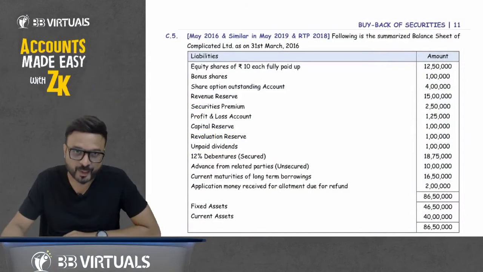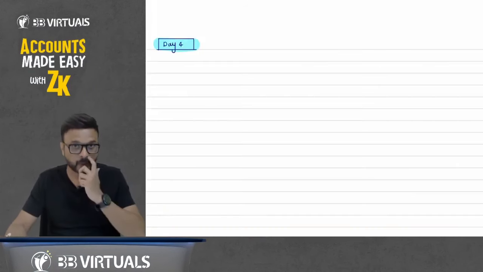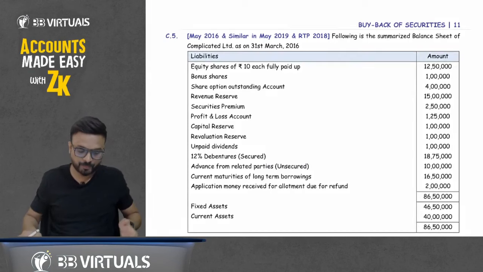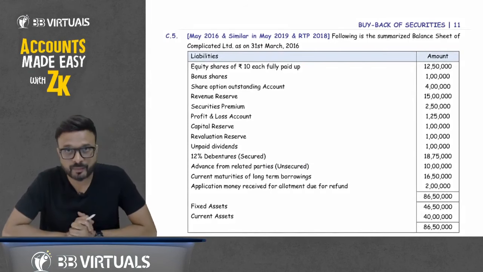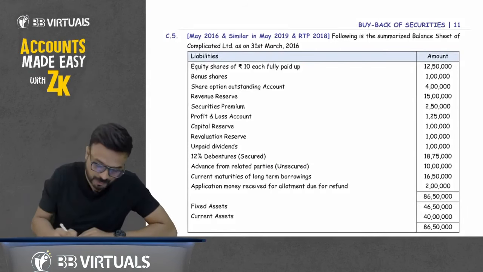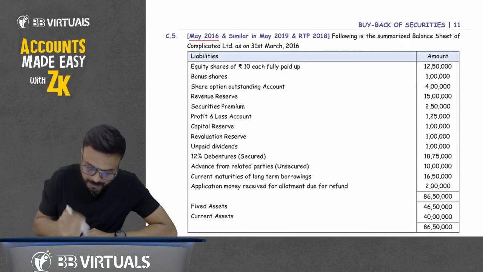Hello future chartered accountants. Today is day 4 and we'll start with question number 5. The question is of May 2016 attempt. A similar question was asked in May 2019 and is also given in the RTP.